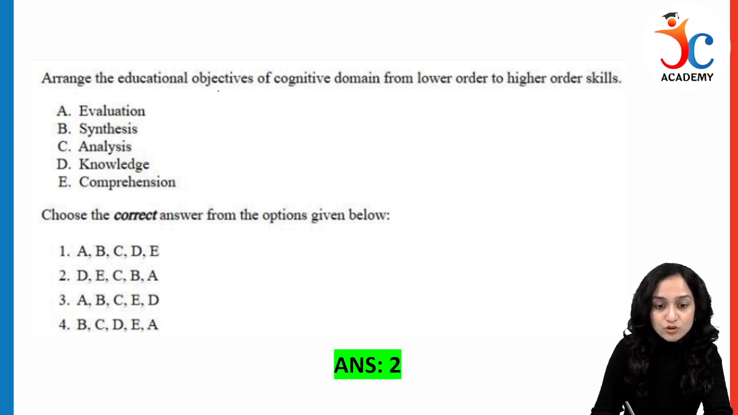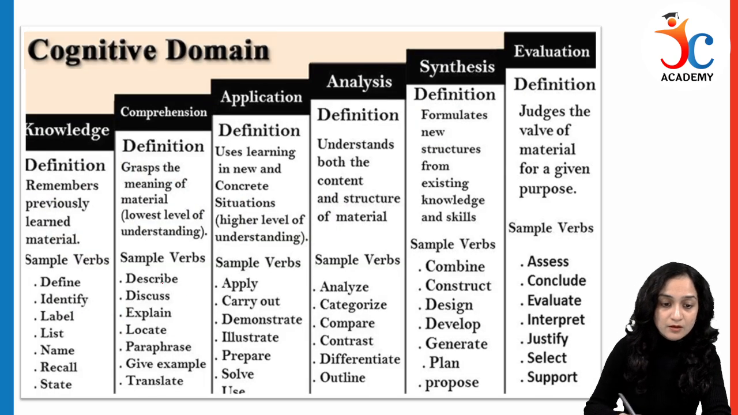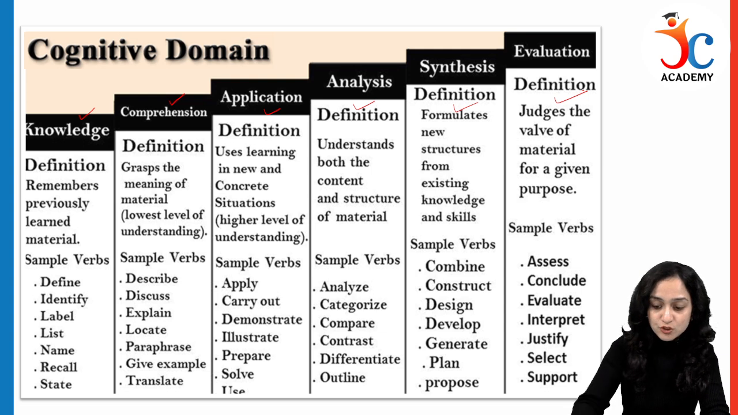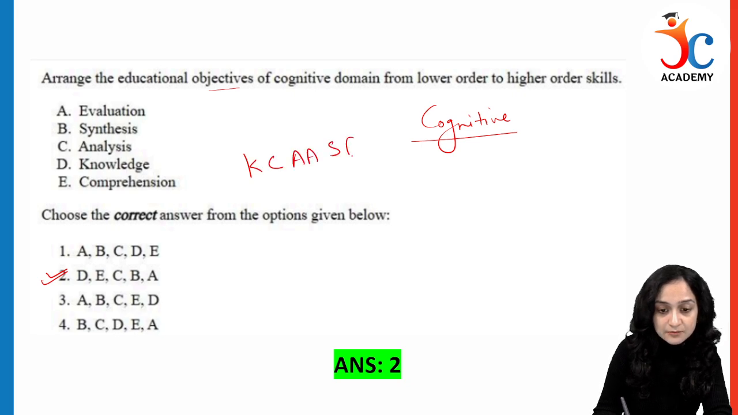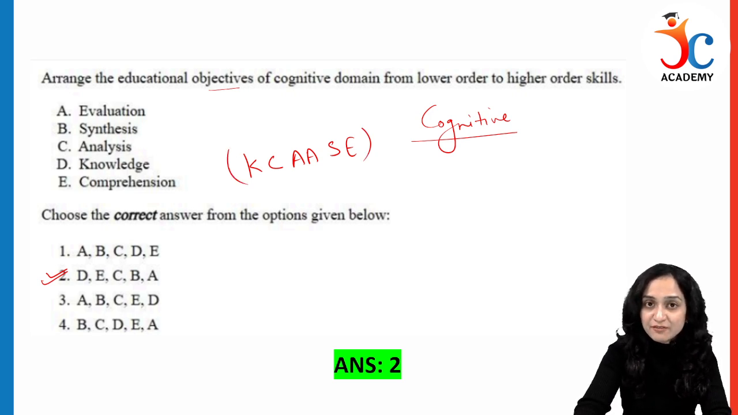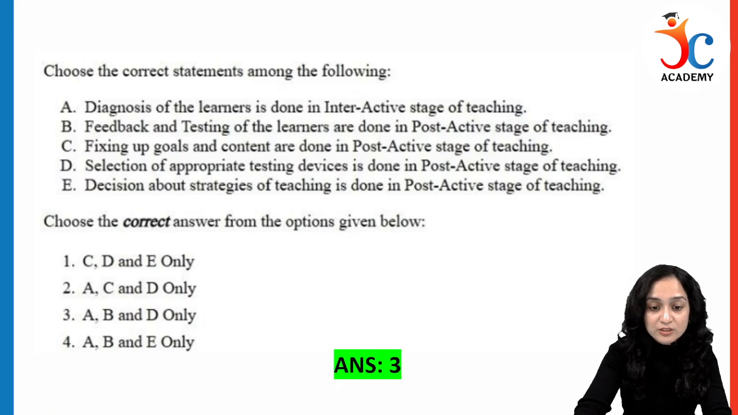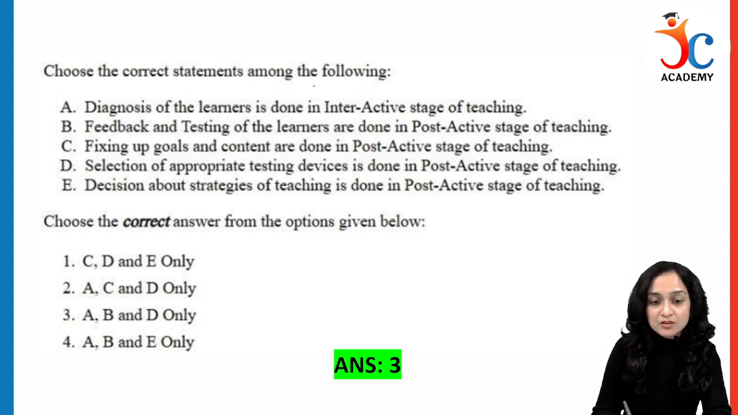Next question, arrange the objectives of the cognitive domain. Again, Bloom's taxonomy, cognitive domain. It starts with knowledge, comprehension, application, analysis, synthesis, and evaluation. Option number 2. The mnemonic is KCRC for cognitive. So Bloom's taxonomy is a very, very important topic. You cannot skip it.